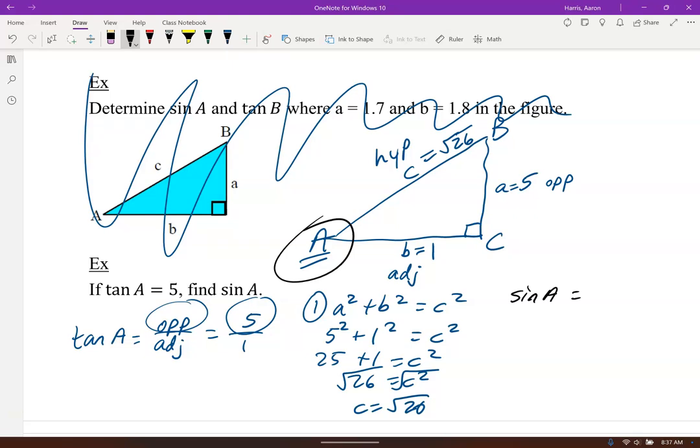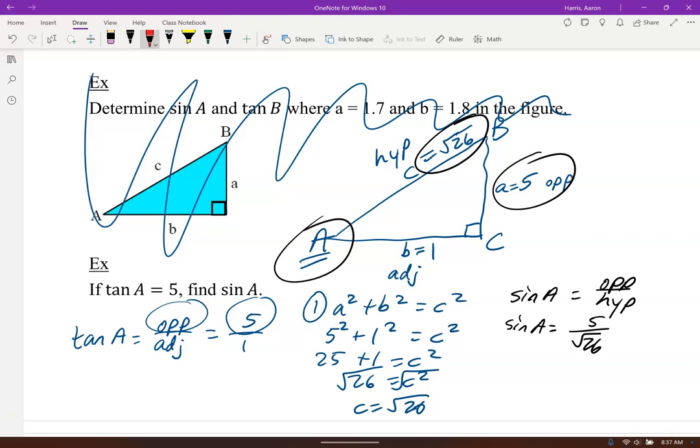Now let's go ahead and find the sine of A. Well, again, A's here. SOH, SOHCAHTOA. So it would be the opposite side, 5, over the hypotenuse, which is root 26. Well, we have to rationalize that. Can't have a square root in the bottom. So let's multiply by the square root of 26 on both sides. So we get 5 root 26 over root 26 times root 26 is 26. So there's our sine of A.